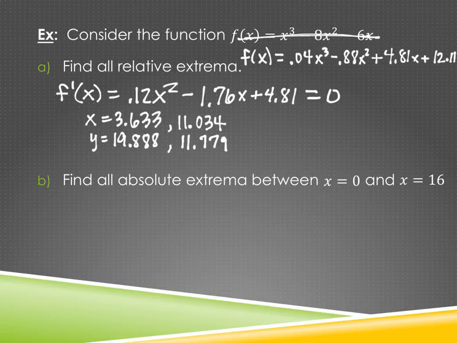So that was 0.04 x to the third minus 0.88 x squared plus 4.81 x plus 12.11. And when we started this problem, I made the comment, this is an easy equation to take a derivative of. And it is, right? It's just a polynomial, nothing really complicated.